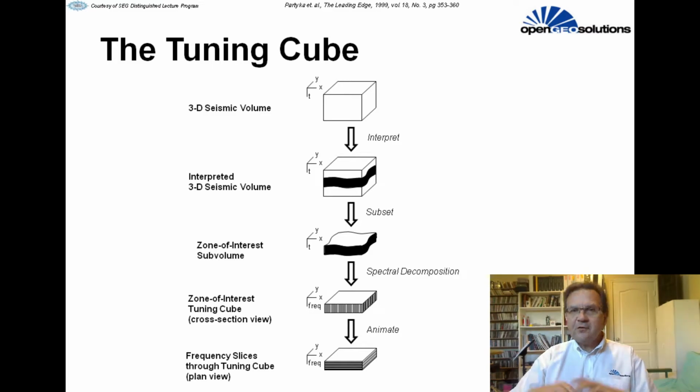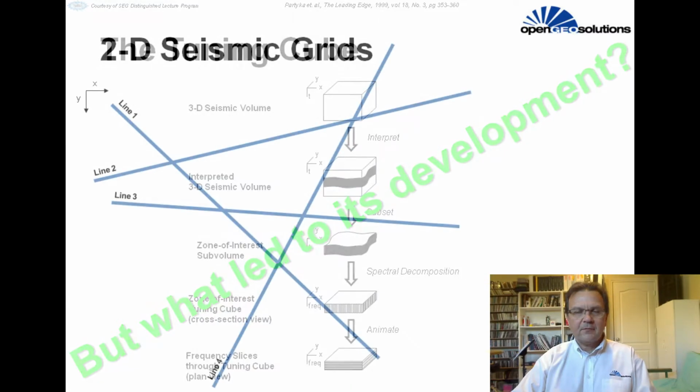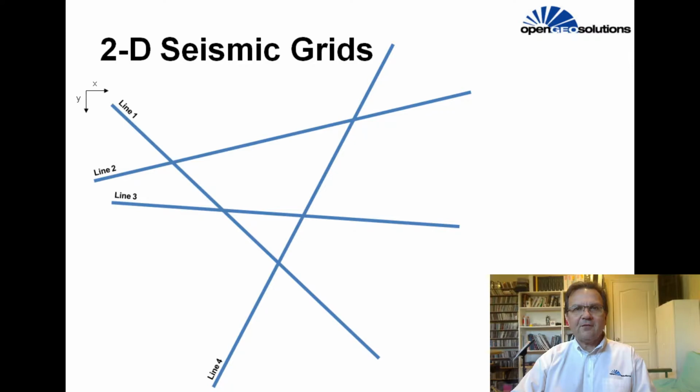Spectral decomposition is a technology that is now routinely used for seismic interpretation and characterization. Here's the train of thought that led to its development at Amoco Canada in the early 1990s. Most of the seismic data at that time was in the form of 2D grids.